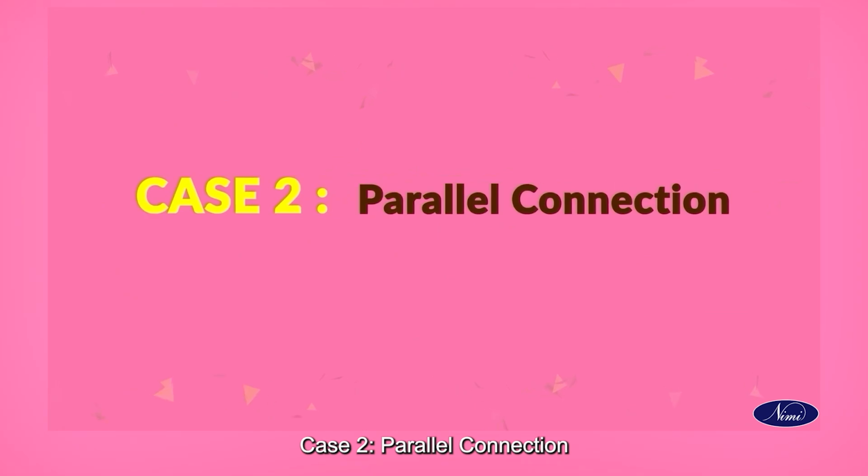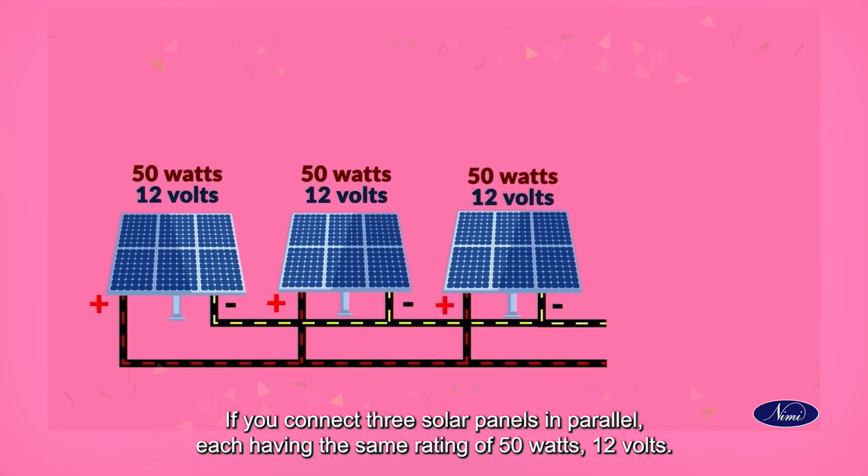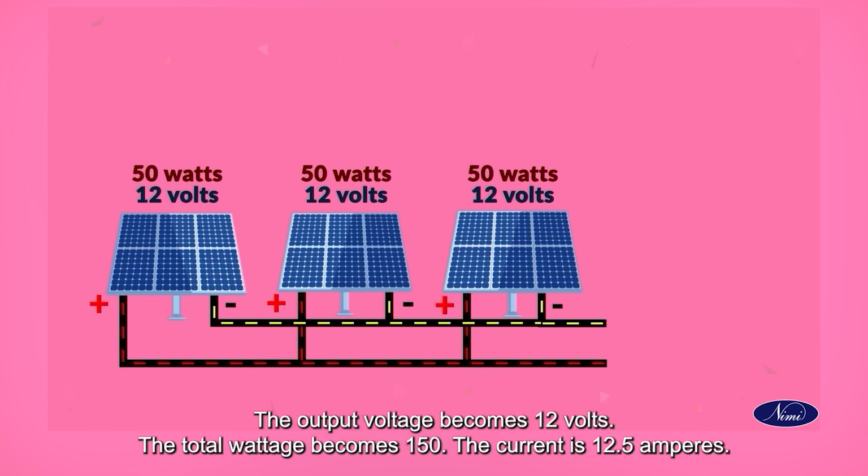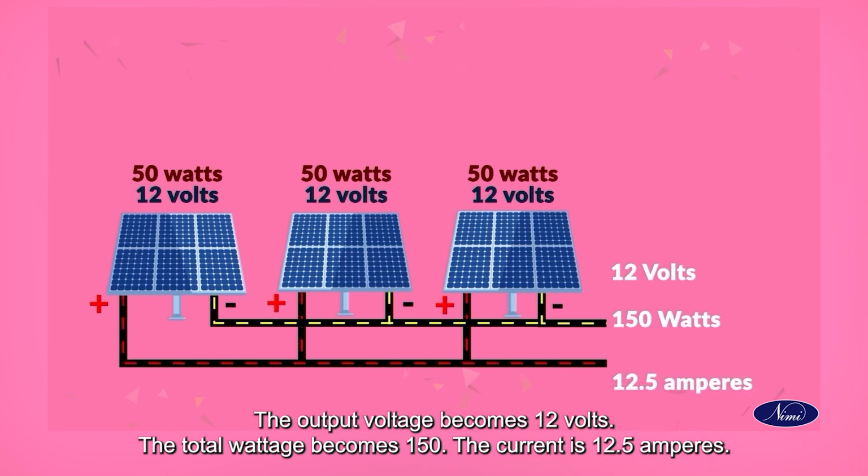Case 2, parallel connection. If you connect 3 solar panels in parallel, each having the same rating of 50 watts, 12 volts, the output voltage becomes 12 volts. The total wattage becomes 150. The current is 12.5 amperes.